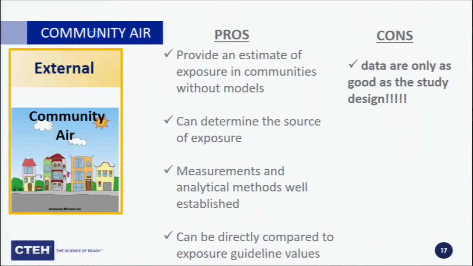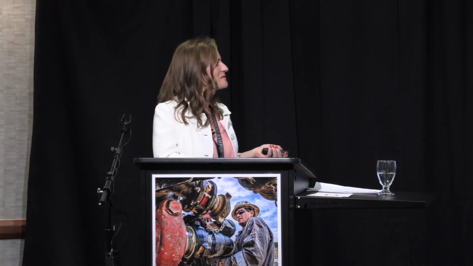Community air monitoring. Generally, this is the most direct way of measuring exposure to chemicals in the air. It provides a good estimate of exposure directly in communities without the use of models. You can generally determine the source of the exposure, depending on how you design the study. The measurements and analytical methods are well established, and again, you can directly compare this information to established guideline values. However, there are a lot of caveats. The data are only as good as the study design. What we like to say at CTEH is you can produce data or you can produce data. You can produce some information, but it might not give you much. So don't just go out collecting information.